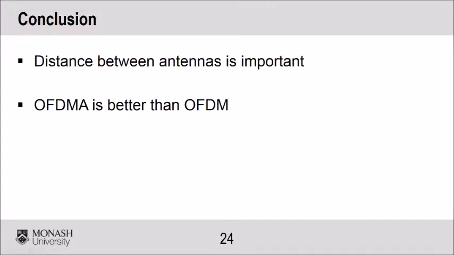In conclusion, this project manages to study that the distance between the antennas is important in order to transmit and receive the signal perfectly. We can also observe that OFDMA is better than OFDM because OFDMA not only allocates the user in the time domain but also in the frequency domain.